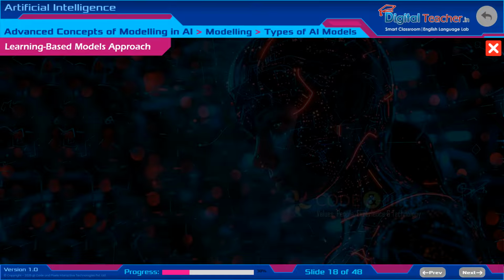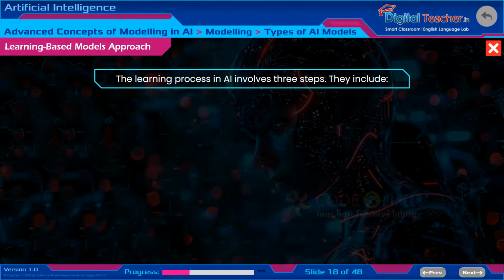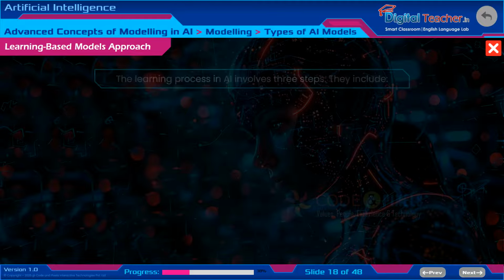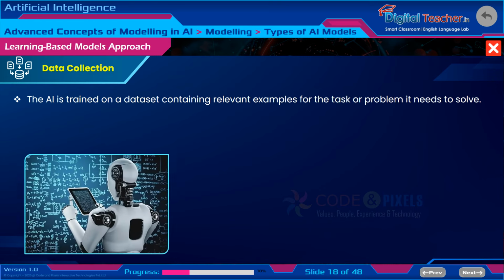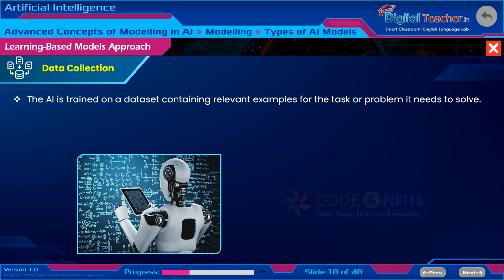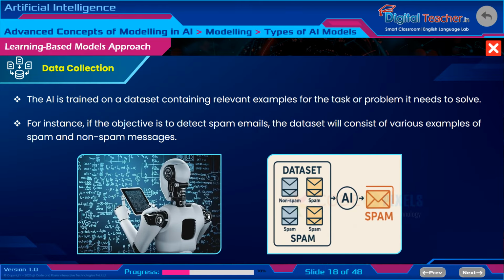Learning-based models approach. The learning process in artificial intelligence involves 3 steps. They include data collection. The artificial intelligence is trained on a dataset containing relevant examples for the task or problem it needs to solve. For instance, if the objective is to detect spam emails, the dataset will consist of various examples of spam and non-spam messages.